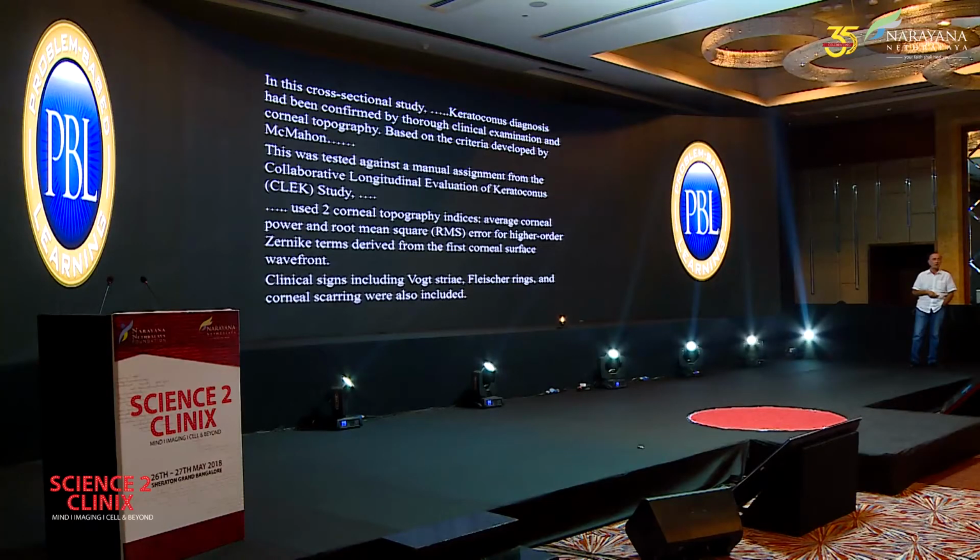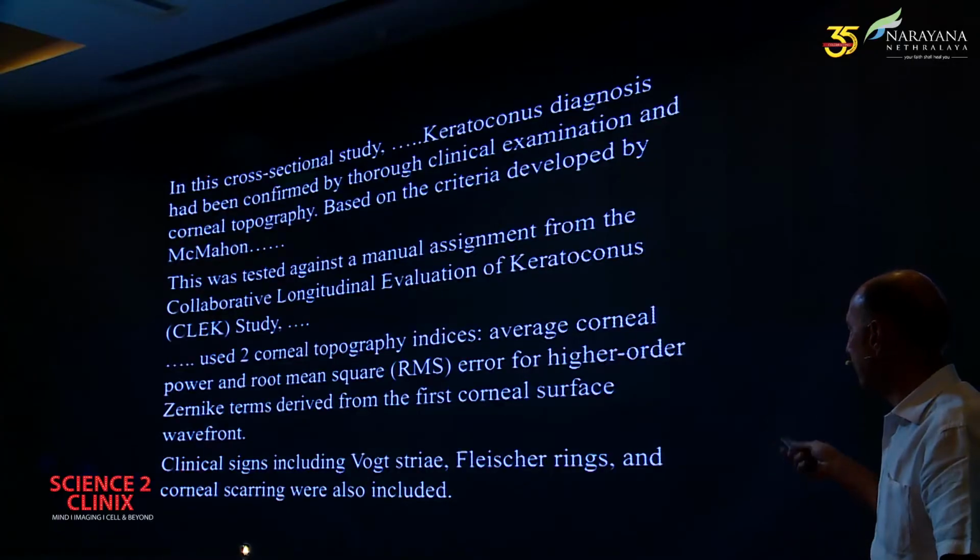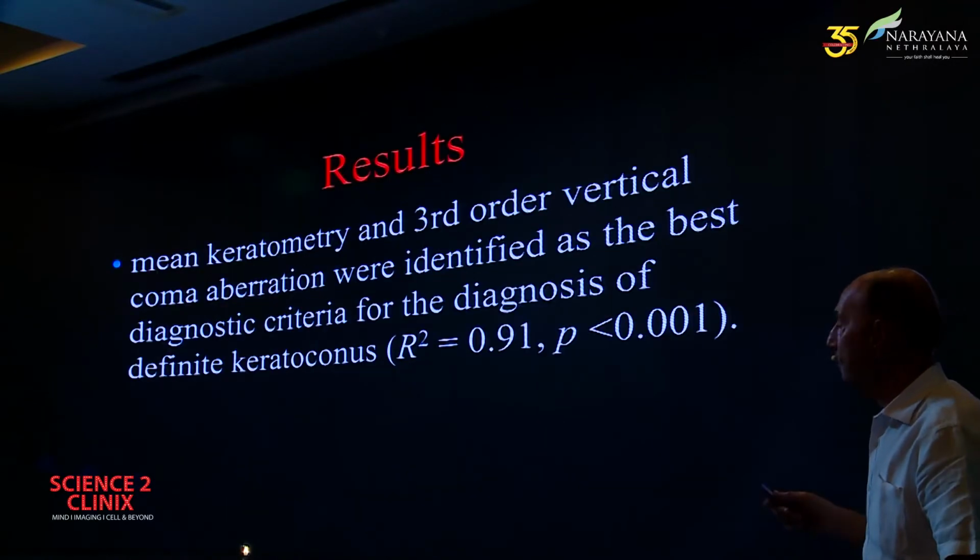So let's go. A lot of times it's kind of confusing because they give you a lot of information. In this cross-sectional study, keratoconus diagnoses had been confirmed by a thorough clinical examination and corneal topography based on the criteria developed by McMahon. I have no idea what that was, actually. This was tested against a manual assignment from the Clinix study. They used 2 corneal topography indices: average corneal power and root mean square error for higher order Zernike terms, derived from the first corneal. We'll skip that. Mind you, they also included Vogt striae, Fleischer rings, and corneal scarring. What were the results?